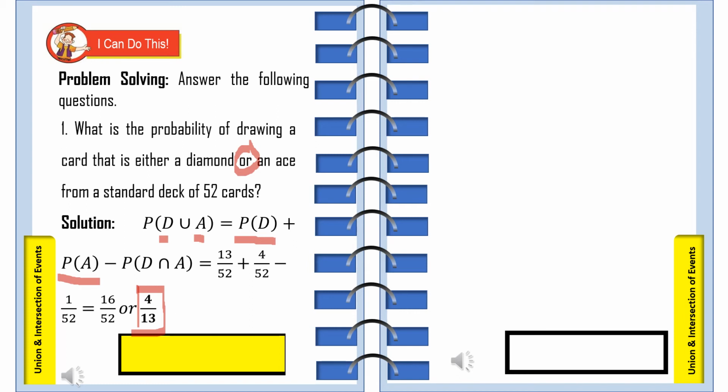Okay? Dito, probability na diamond. We have a total of 13 cards na diamond, all over the total number of cards, 52. Plus, ilan yung ace natin sa isang deck of cards, correct? 4, divided by 52. And then minus, syempre, meron tayong ace of diamonds, card na diamond in shape, tapos ace siya. Ilan yun? Isa lang. Kaya magiging 13 plus 4, that's 17, minus 1, that is 16. So, 16 over 52, they're both divisible by 4, kaya ang ating final answer is 4 over 13.